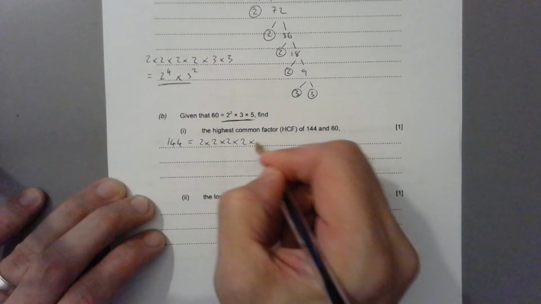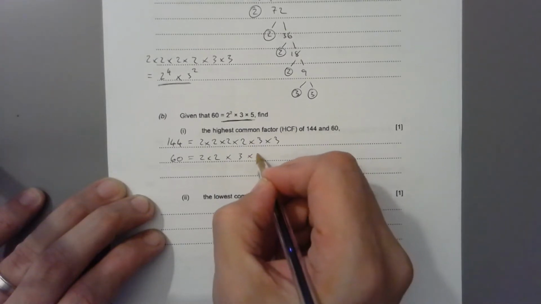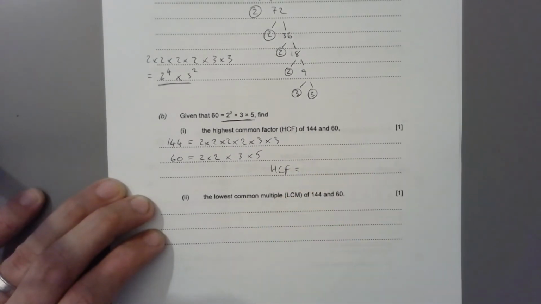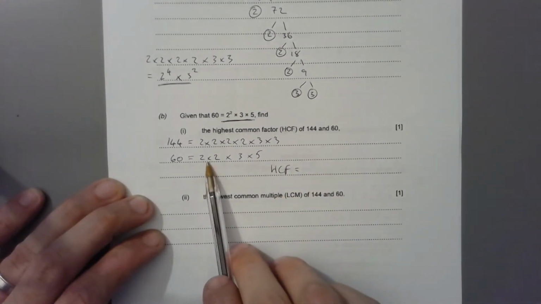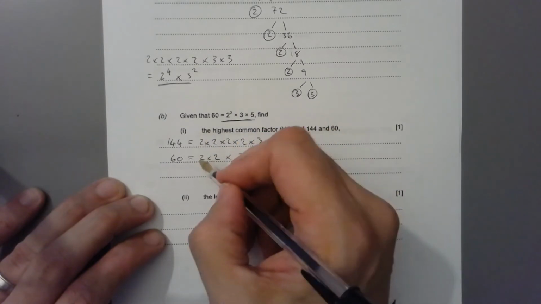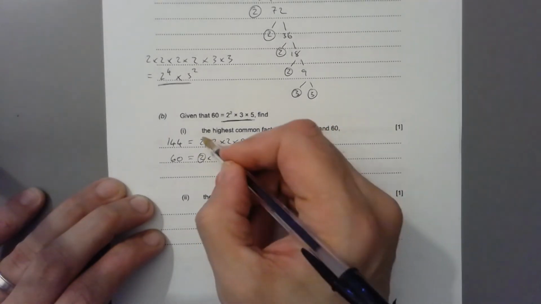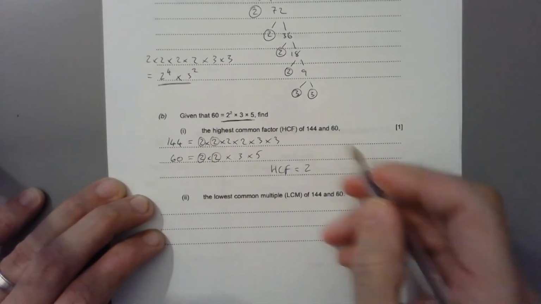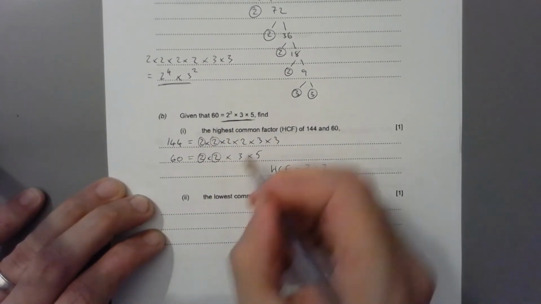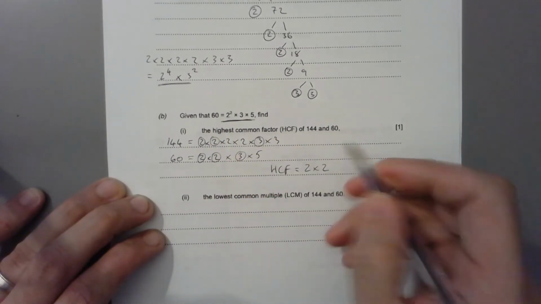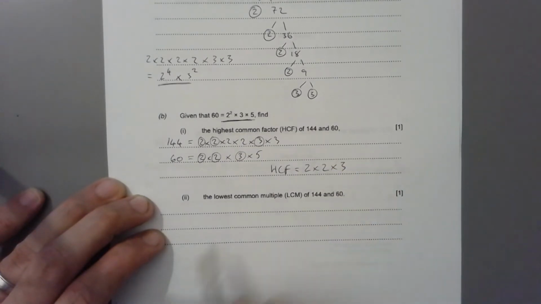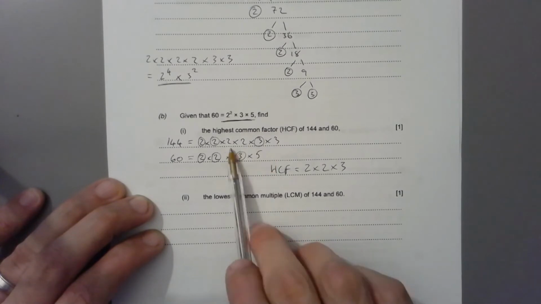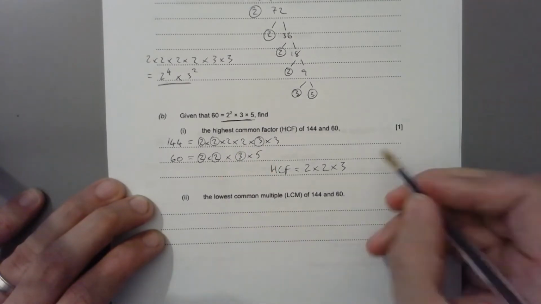So the highest common factor is basically the numbers which are in both multiplied together. So we've got a 2 there and a 2 there. We've got another 2 there and another 2 there. And we've got a 3 there and a 3 there. And we can't do any more because we've got a 5 here but it's not in that one. We've got a 3 there but it's not in that one, and we haven't got any more 2's left in here. So my highest common factor will just be those multiplied together, which is going to be 12.